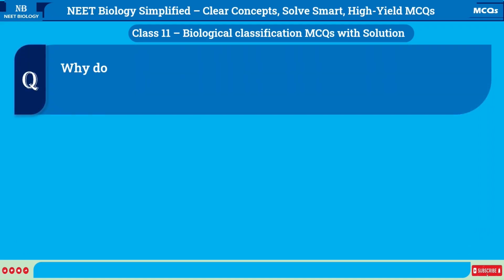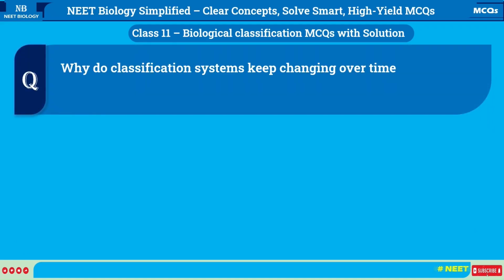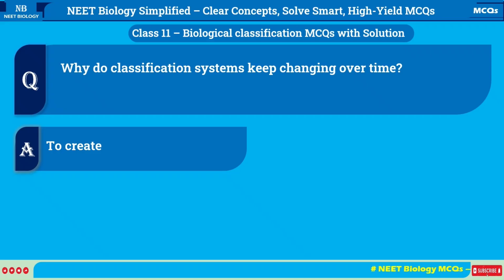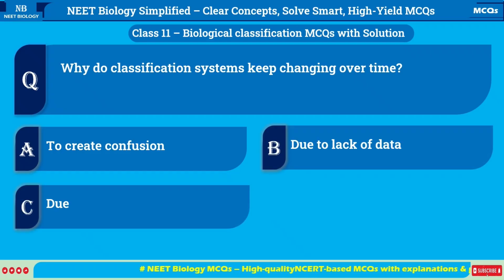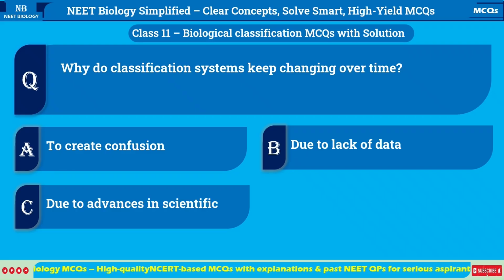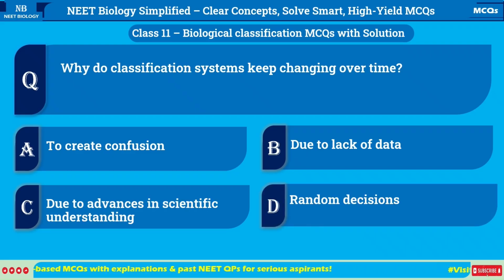Why do classification systems keep changing over time? A, to create confusion. B, due to lack of data. C, due to advances in scientific understanding. D, random decisions by scientists.